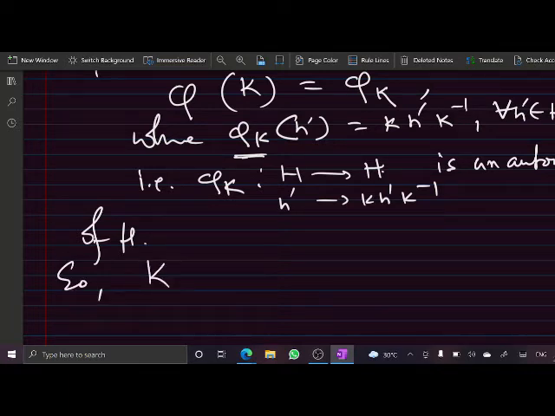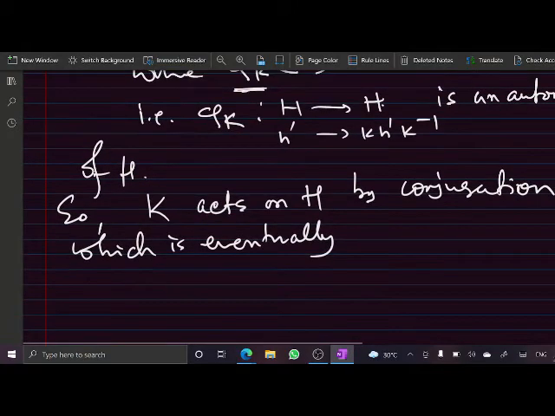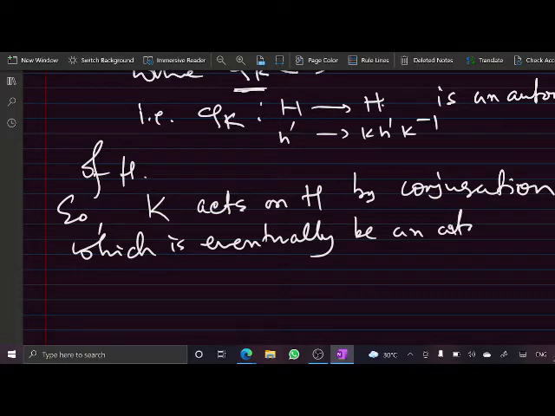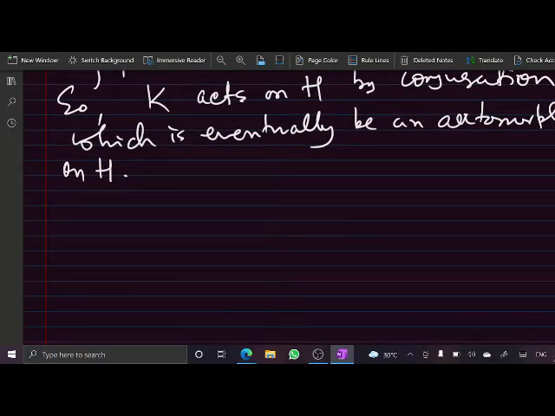So the group K acts on H by conjugation, right, which will eventually be an automorphism on H.